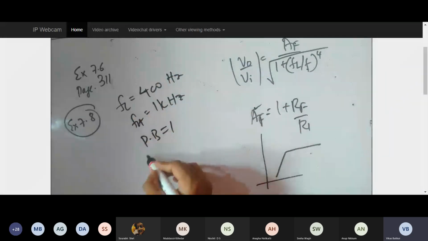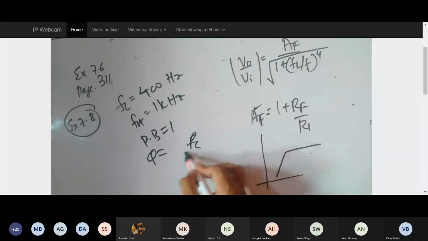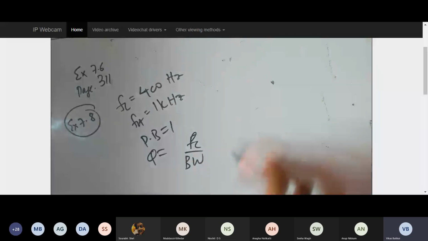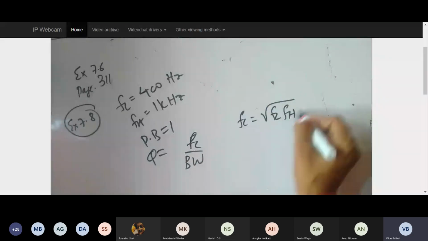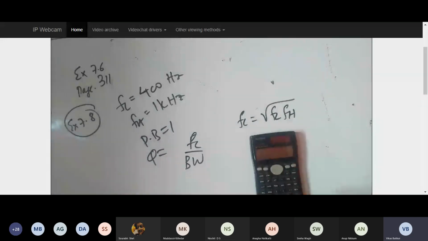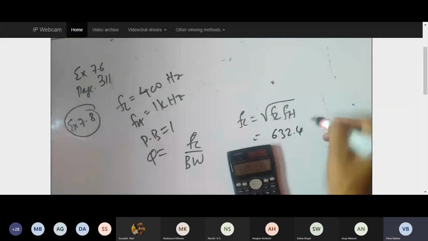So if I say FL is 400 Hertz, FH is 1 kilohertz, and the passband gain is 1, how do I calculate the Q? Q can be calculated as FC divided by bandwidth. And what is FC? FC is nothing but the square root of FL into FH. If I do that calculation, what am I going to get? Let's quickly do it. Under root of 400 multiplied by 1K gives 632.4. So FC is 632.4.